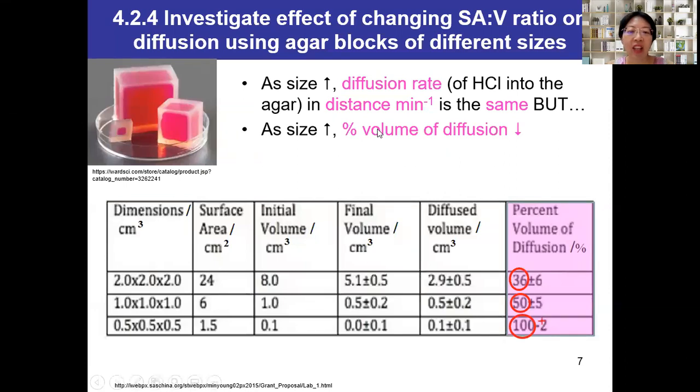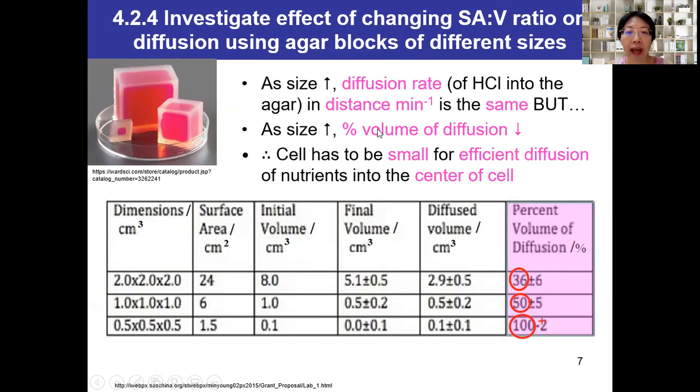Okay, so cells have to be small for efficient diffusion of nutrients into the center of the cell. So if the organism becomes big, the cell is still small. So for an organism that becomes big, we will have a special system to help us cope with this problem of being unable to obtain nutrients and oxygen by direct diffusion alone from our external environment.